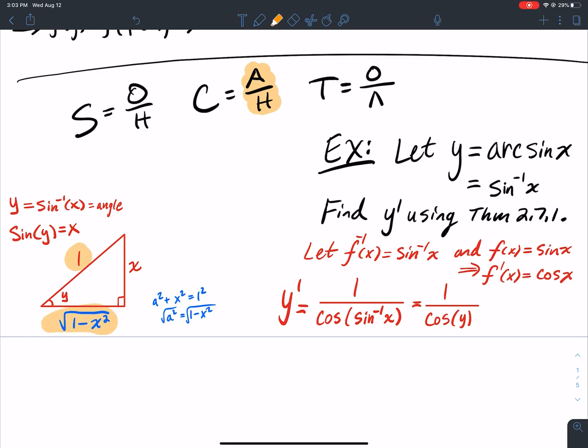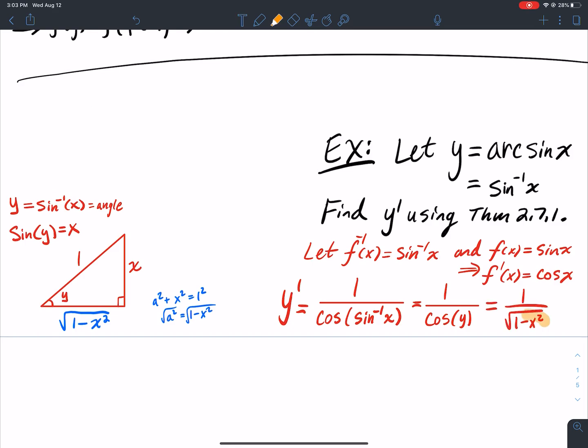So that's the square root of 1 minus x squared. So this becomes square root of 1 minus x squared. And so this is my answer right here. The derivative of arc sine, or sine inverse of x, is 1 over square root of 1 minus x squared.